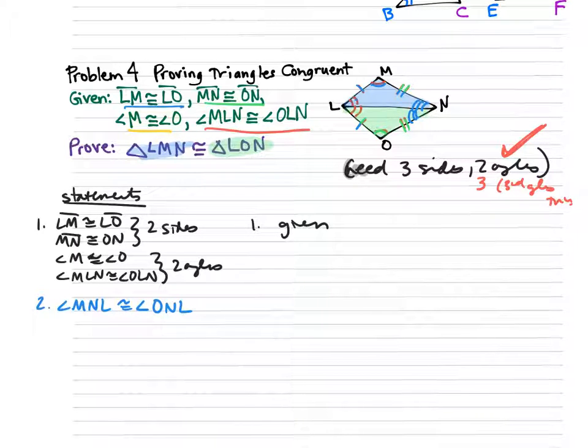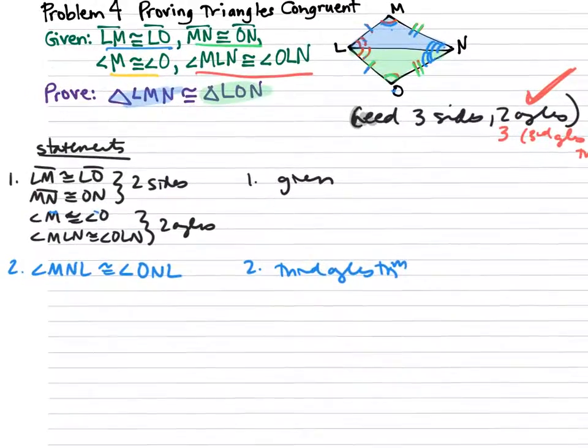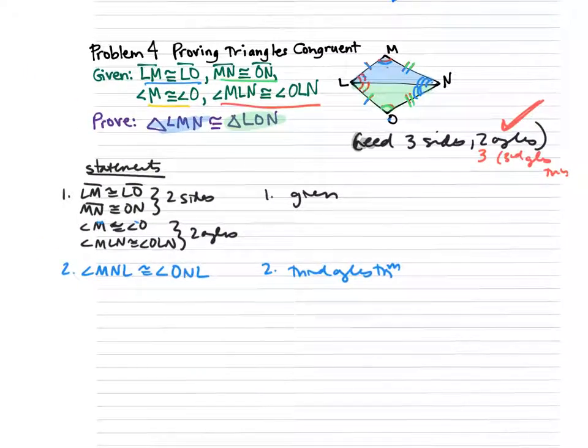ONL. Okay, and the order does matter, right? So M matched up with O because they had the congruent angles. And then the N's are both the same, and then the L's are both the same. Okay, and we know this is true because of the third angle theorem. That's what it was called, right? Third angles theorem. Okay, so we have our 3 angles.